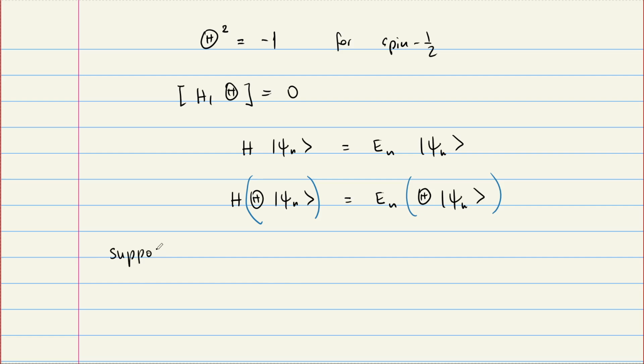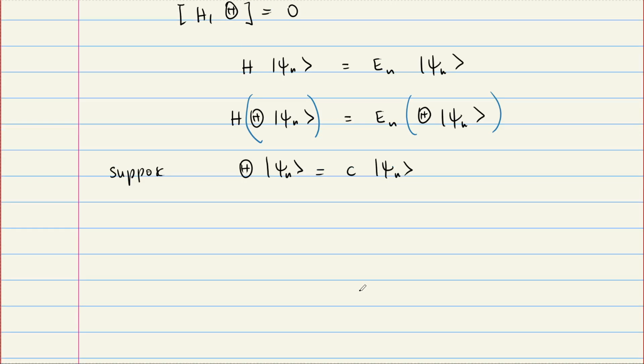Suppose they are the same. That means theta times psi n has to be some coefficient c times psi n. Then there is no degeneracy if that's the case. But what I can do is hit this with theta one more time. Right? This is theta squared. And now here I have to be careful, right? This is theta, and this c is a complex number. And we know what theta does to c. It can jump over it, but it's going to be complex conjugated.